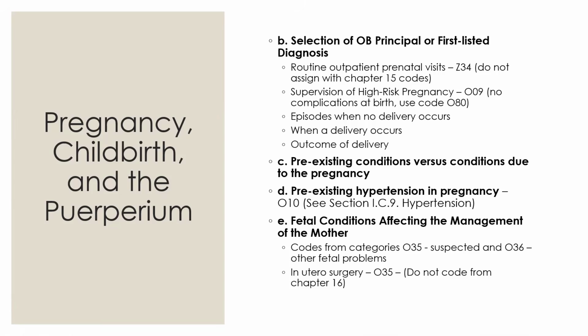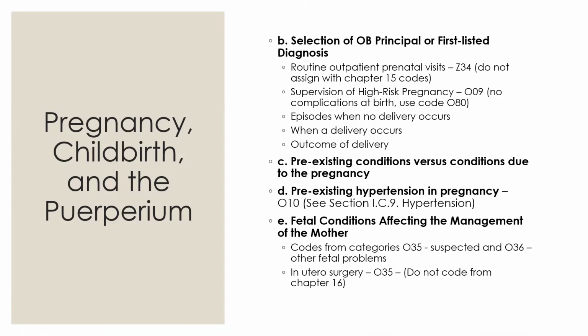Number 5, outcome of delivery. A code from category Z37, outcome of delivery, should be included on every maternal record when the delivery has occurred. Remember, these codes are not to be used on subsequent records or on the newborn record.